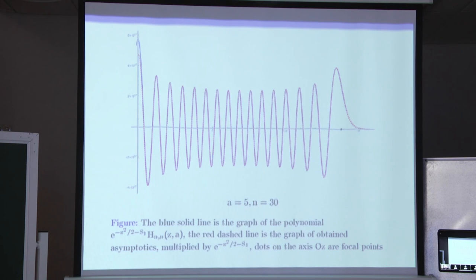N is equal to 30. The solid line is the original diagonal polynomial. There are some problems in the neighborhood of 0. I think it is because of the parameterization of the spectral curve. But in general, the match seems to me quite good.